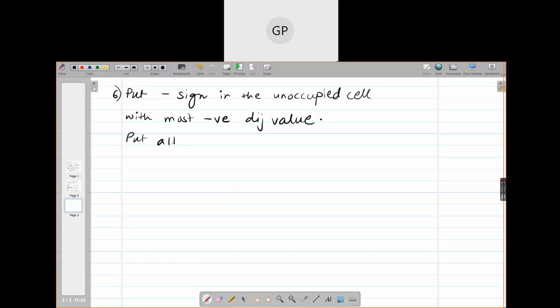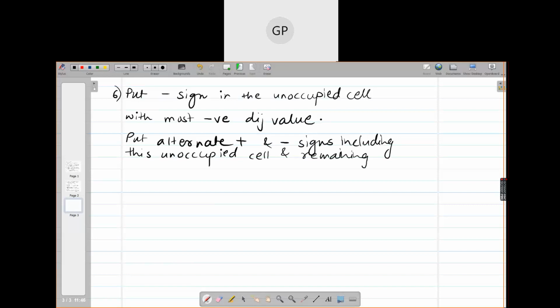Put alternate plus and minus signs including this unoccupied cell and the remaining occupied cells so as to form a loop.